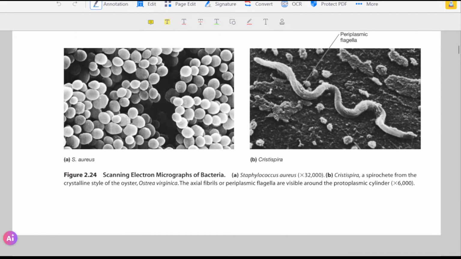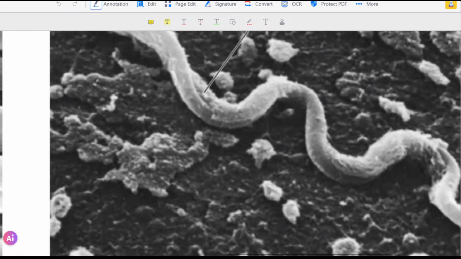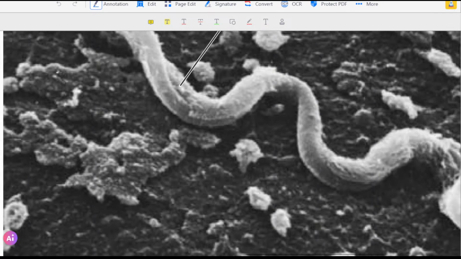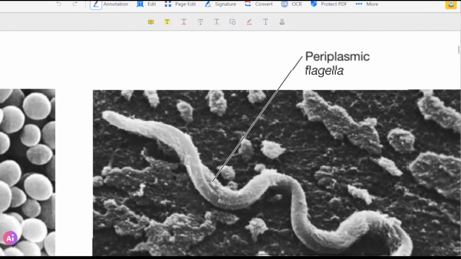Scanning electron micrograph of bacteria. Cristispira, a spirochete from the crystalline style of the oyster Crassostrea virginica, the axial fibers are visible. So this is Staphylococcus aureus. This is a scanning electron microscope, so we can only see the outer structure. While this is Cristispira, a spirochete, because it is spiral. And this is also just the outer structure, because look at this, even these rough fiber-like things, periplasmic flagella, can be visible on the structure.